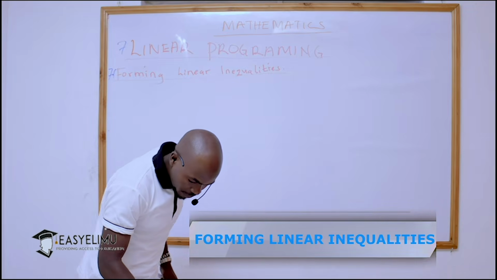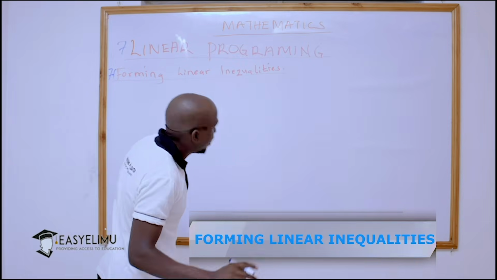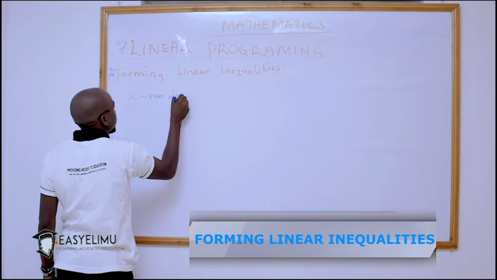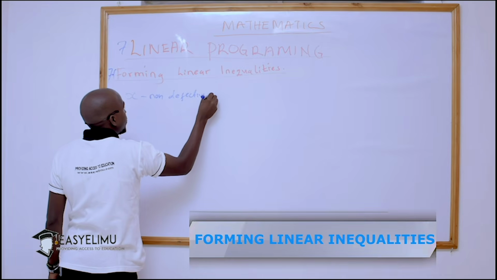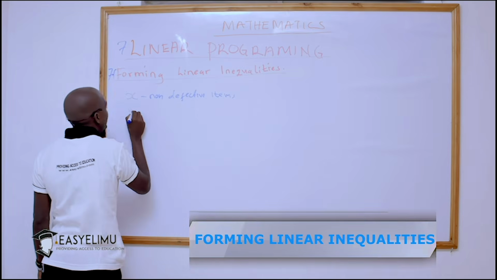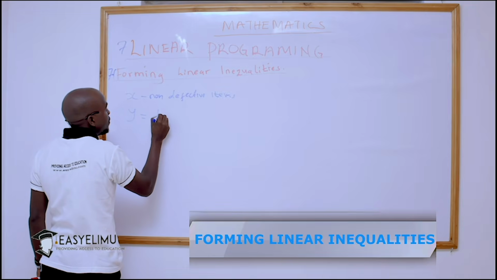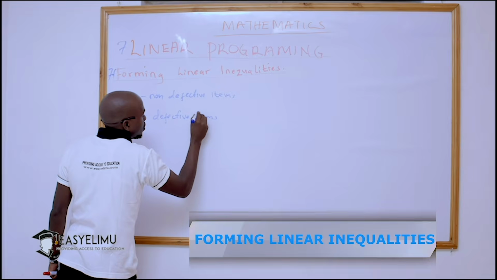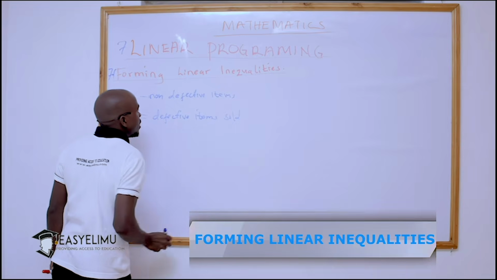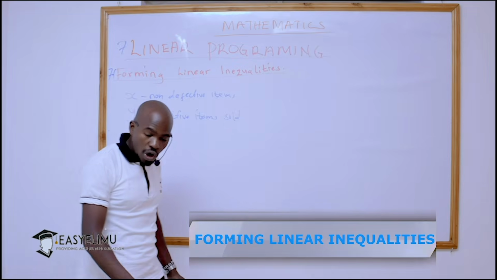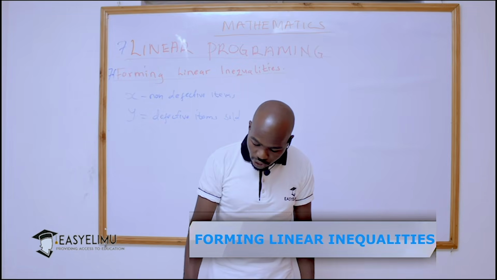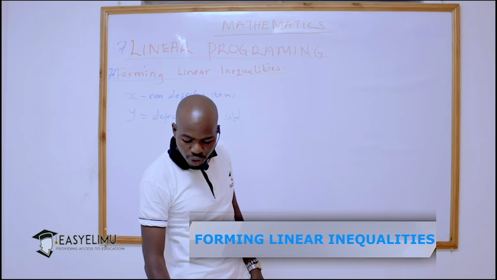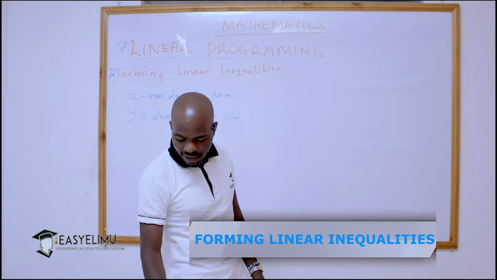So here we have been told the X is the non-defective items sold, and Y is the defective items sold. These are the defective items sold. So, to form the inequalities required, the first thing we have to understand is the question. They are saying a factory produces at most 400 items.